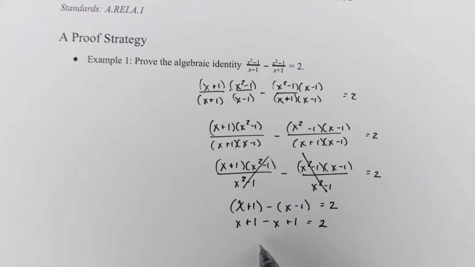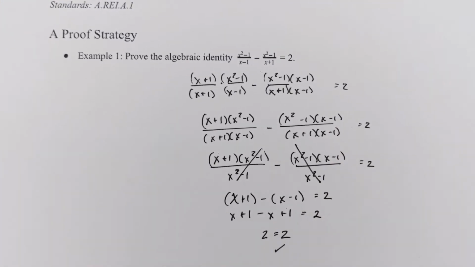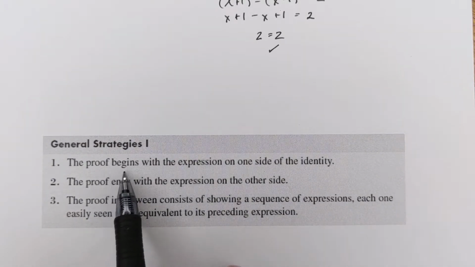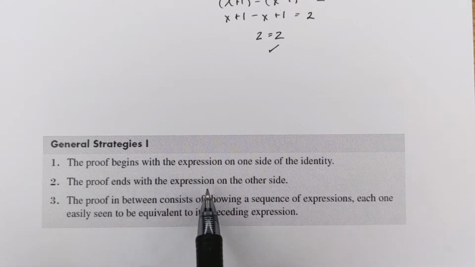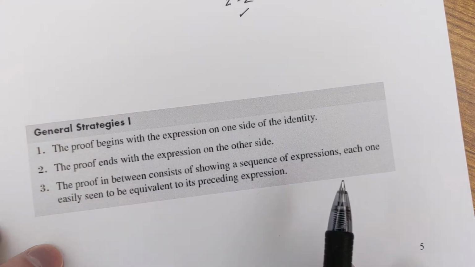Distribute the negative. X is canceled. 2 equals 2. We have a true statement. So we proved the identity. We showed that the two sides were equal. So down here we have some general strategies. A proof begins with the expression on one side and ends with the expression on the other side. So I began with this side and turned it into that side.